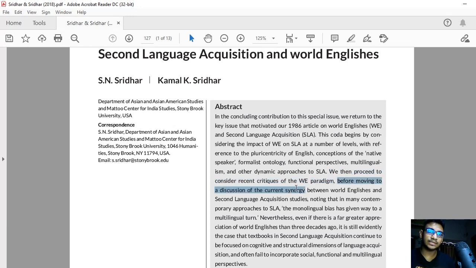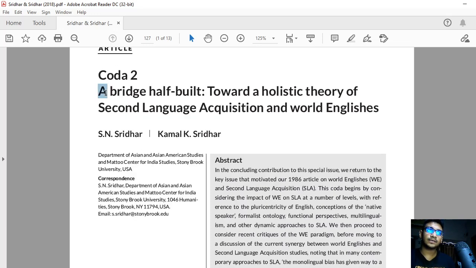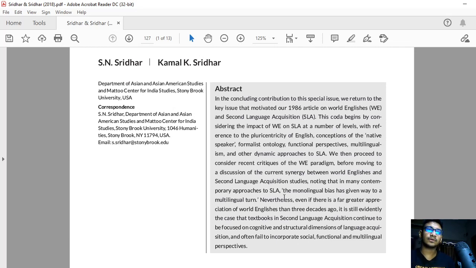Before moving to a discussion of the current synergy, this term refers to collaboration, like a bridging. Synergy means cooperation between world Englishes and second language acquisition studies. These two fields, SLA and world Englishes, are complementary to each other, and they help each other. There is synergy between them. So that's why the title makes more sense, a bridge half built. But the title also says that the bridge is not completely built. The synergy is not completely there yet.